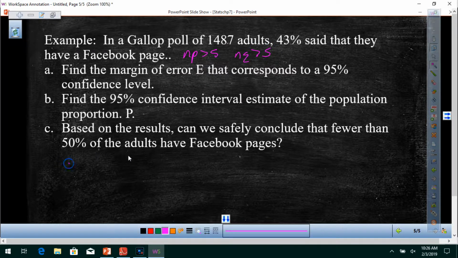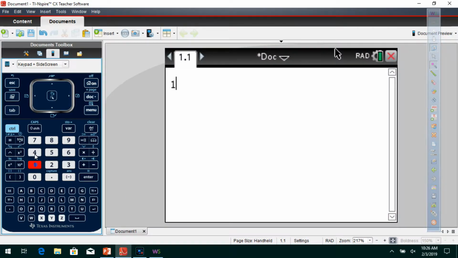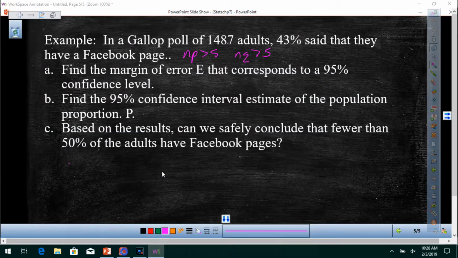Okay, so we're going to have 1487, let me get my calculator, 1487 times 0.43, and that's about 639. And since Q is larger, it's going to be even larger than that. So the requirements are met.